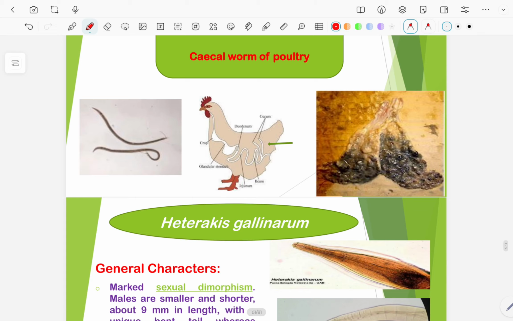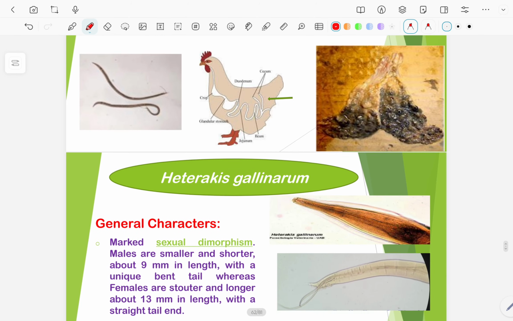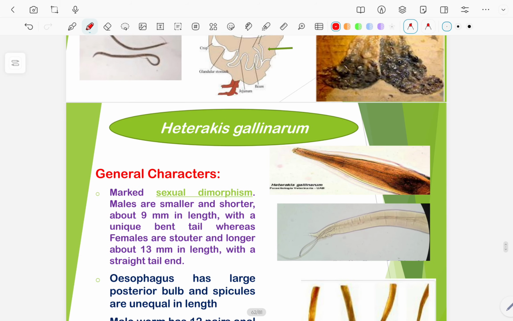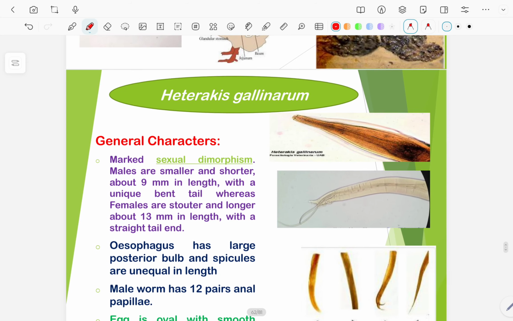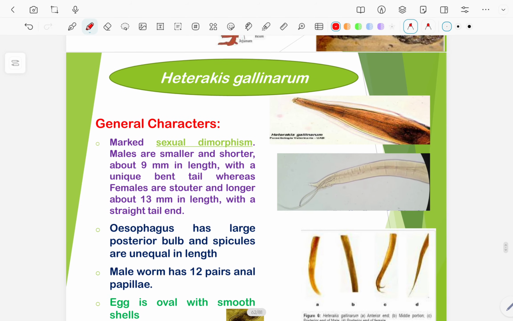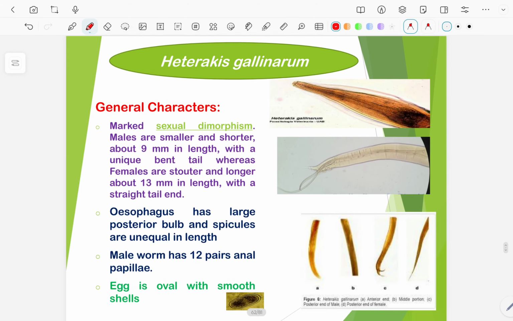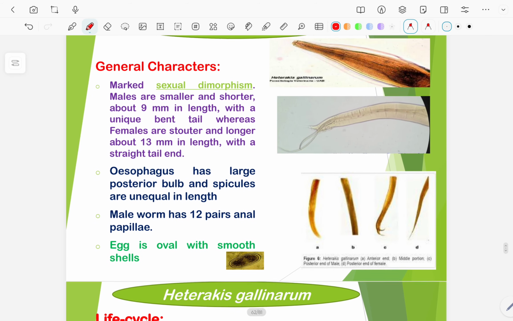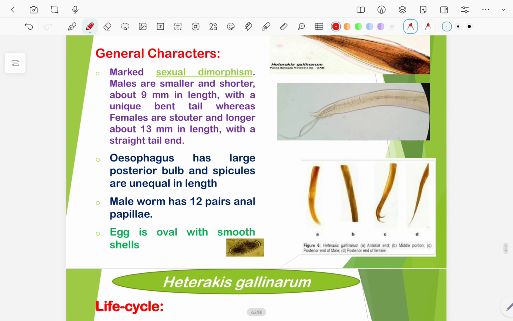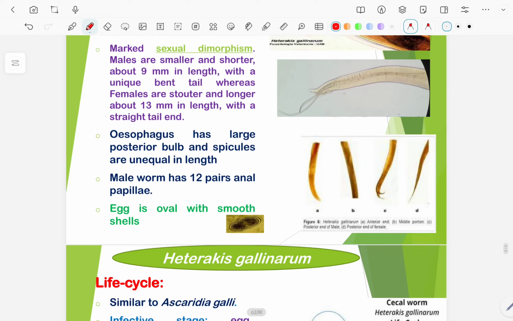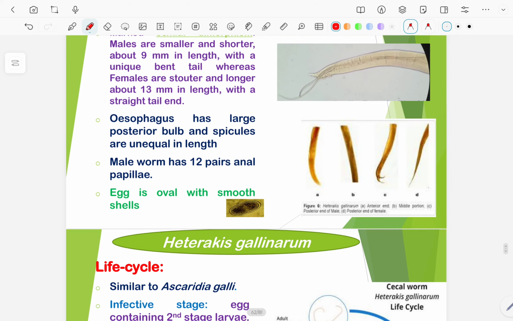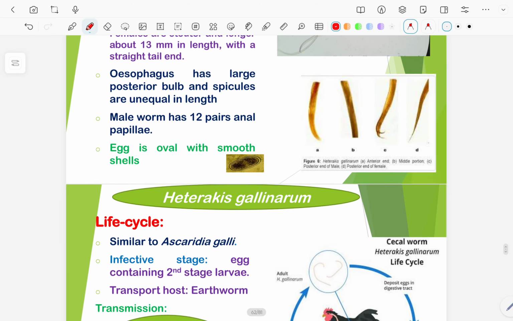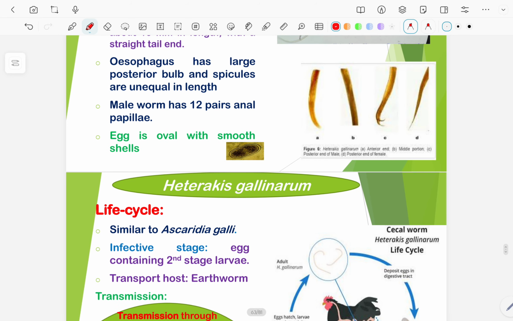Heterakis gallinarum general characters. Marked sexual dimorphism: males are smaller and shorter, about 9 mm in length with a bent tail, whereas females are longer, about 13 mm in length with a straight tail. The esophagus has a large posterior bulb and the spicules are unequal in length. The male worm has 12 pairs of anal papillae. The egg is oval with a smooth shell.